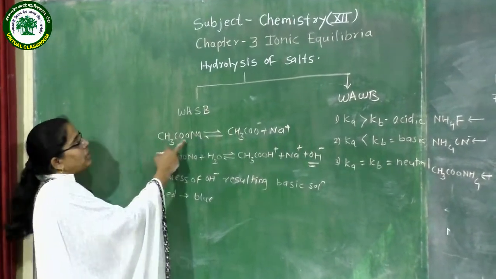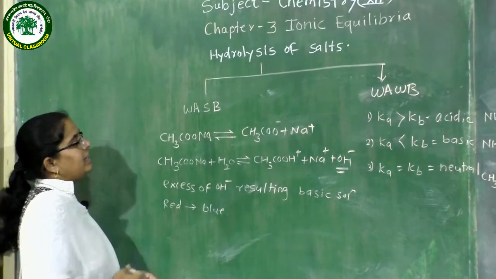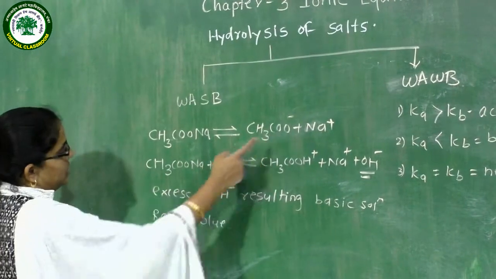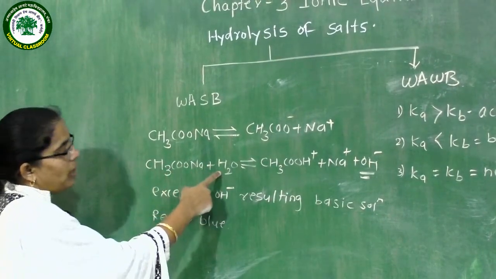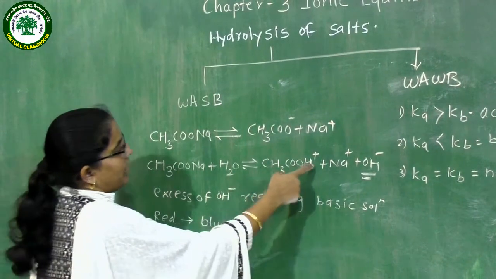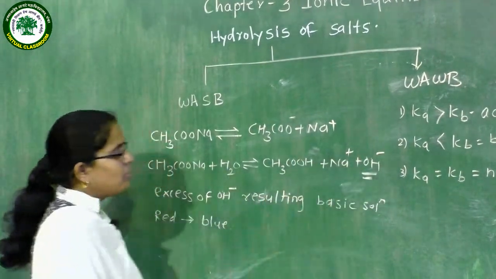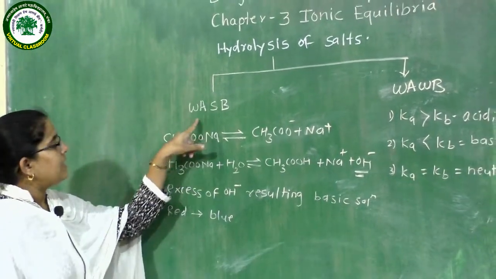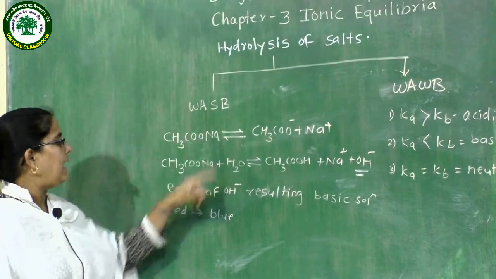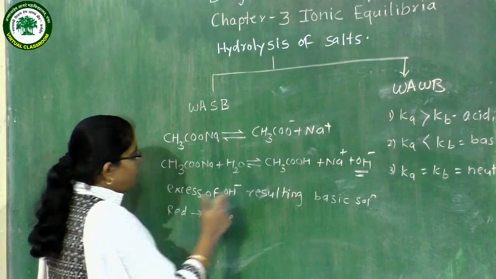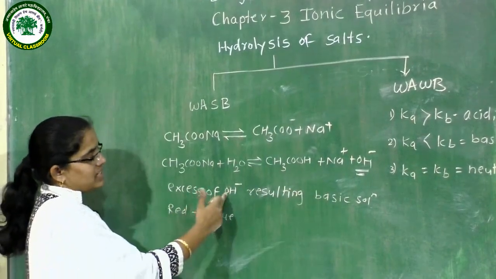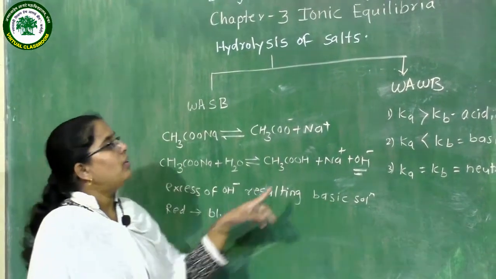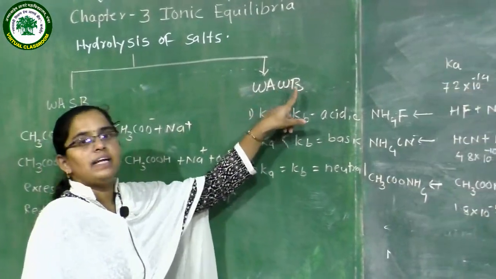For example, sodium acetate, CH3COONa, gives CH3COO- plus Na+. In this reaction, CH3COONa undergoes hydrolysis to form CH3COOH plus Na+ and OH-. In this example, the acetate ion comes from acetic acid and sodium from sodium hydroxide. In this case, the excess of OH- ions results in a basic solution, meaning red litmus turns to blue. Now next is a salt of weak acid and weak base.